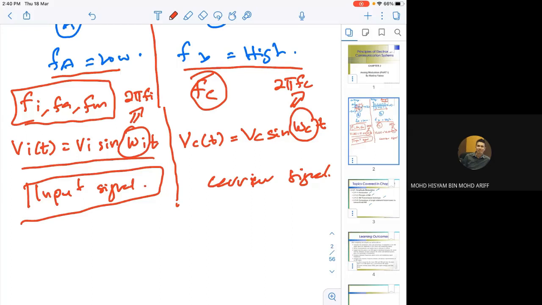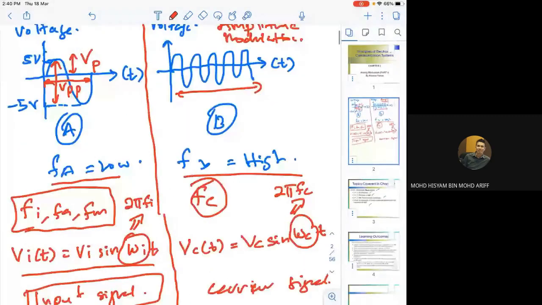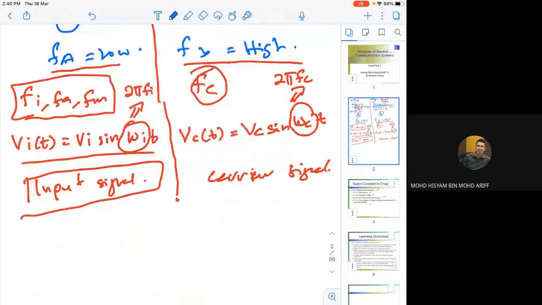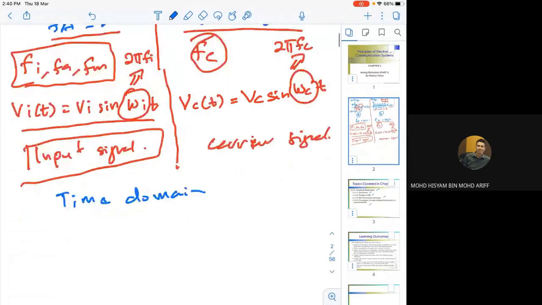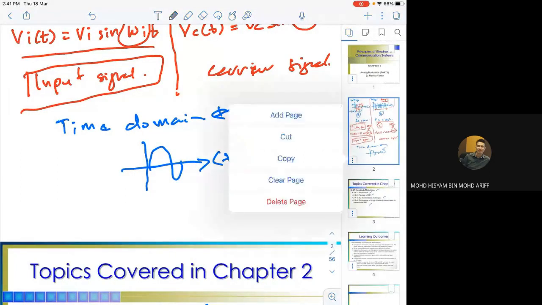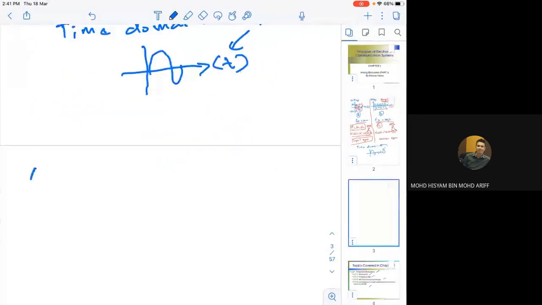Clear? Okay. This thing, with the time, we call the time domain. Time domain because when you see this signal in terms of time, that's what we call the domain. Now we go to amplitude modulation.